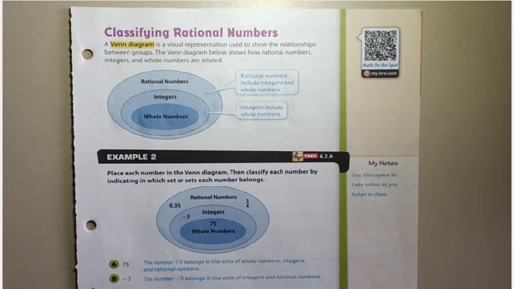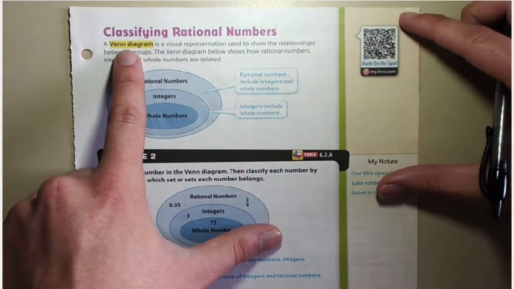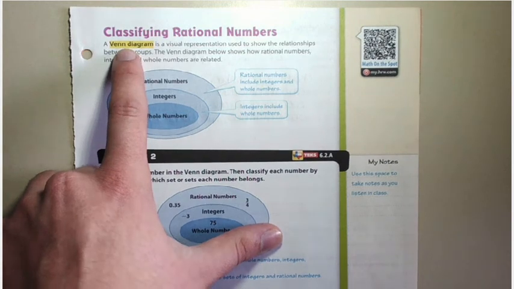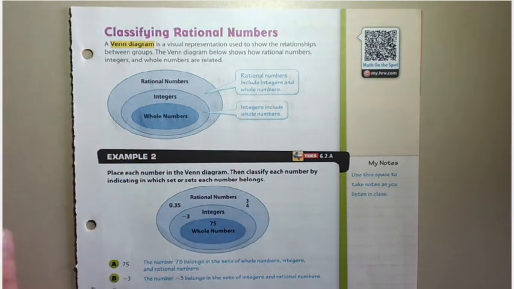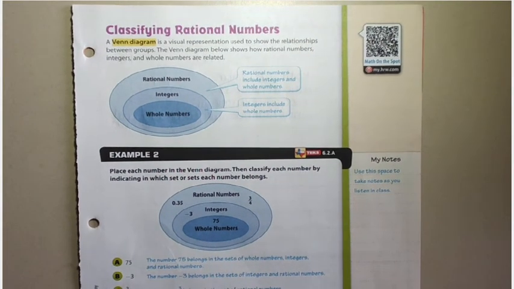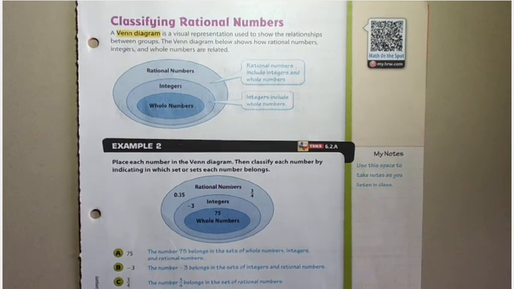Alright, now we have moved on to page 33, and this is the very top, classifying rational numbers. And we've got another highlighted word. A Venn diagram is a visual representation used to show the relationships between groups. Alright, so that's probably something that you guys need to be aware of. So if you're not, go ahead and look into that.